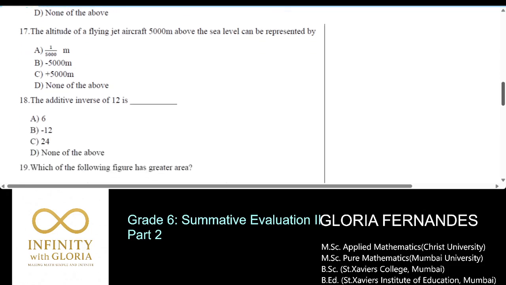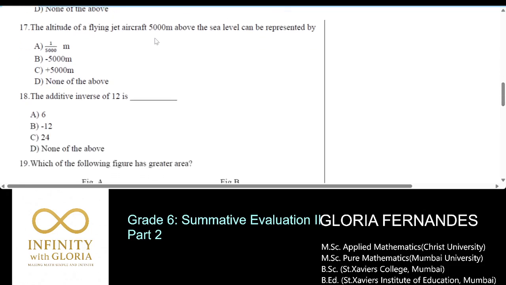All right. Next question. The altitude of a flying jet aircraft is 5000 meter above the sea level. So whatever is the sea level, we are moving above the sea level, okay? 5000 meter above the sea level. So whenever we are above the sea level, we represent it by plus 5000. Suppose if you have a ship or something which is below the sea level, then you have a negative. Since it is above, you have plus 5000 meter.